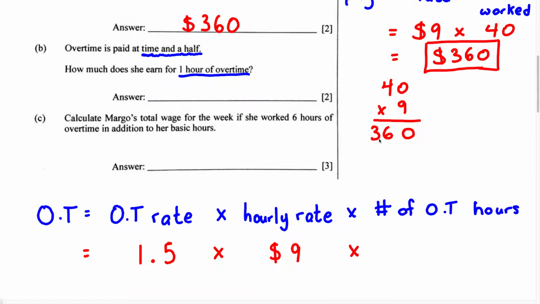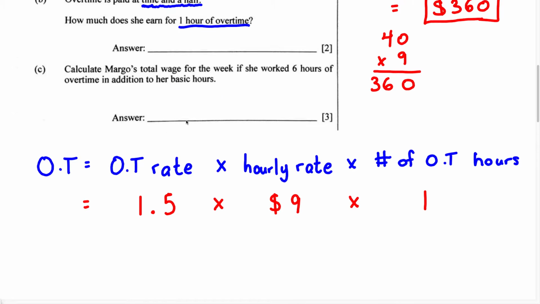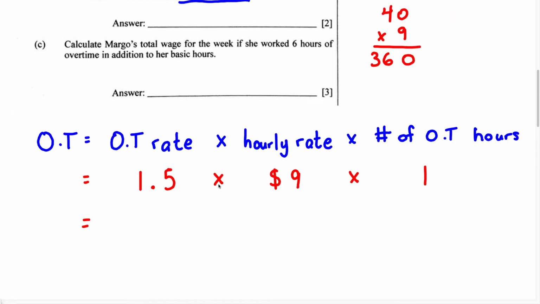Multiplied by the number of overtime hours. So it's not the number of hours she worked in a regular work week. Because we're dealing with 1 hour of overtime, we know the number of overtime hours is going to be 1 hour. So we're just going to write 1 for the number of hours of overtime. Now let's simplify this. We have 1.5 multiplied by 9 multiplied by 1. We know any number multiplied by 1 is going to give us that number. Therefore, we're just going to multiply these two numbers.